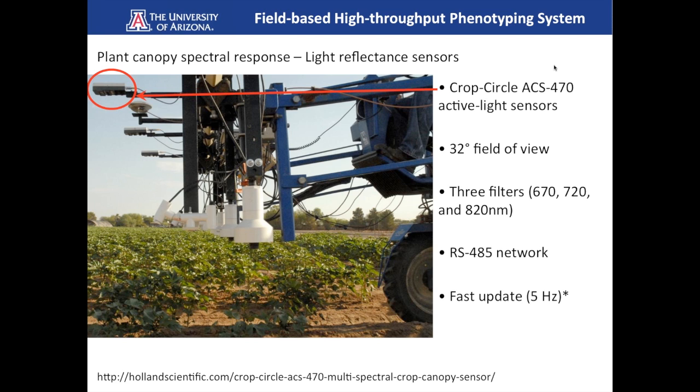Plant canopy spectral response with light reflectance sensors. We're using Crop Circle ACS-470, 32 degrees field of view. You can change filters for your applications. We chose to use 670, 720, and 820 nanometers. Now these work on an RS-485 network, and they're relatively fast. We are using these at 5 hertz, and the asterisks mean our own experience, and we have good success with 5 hertz updates.